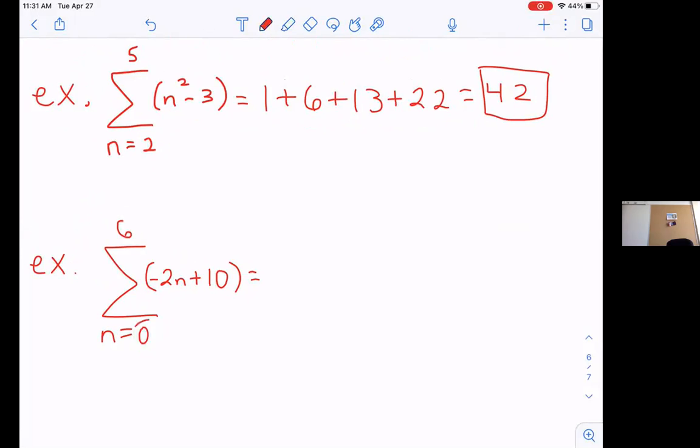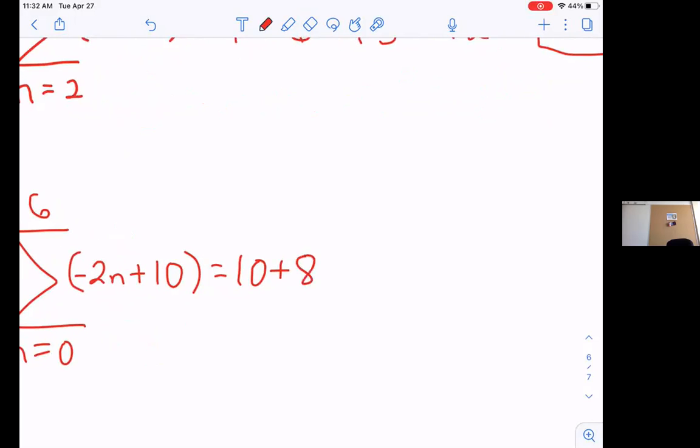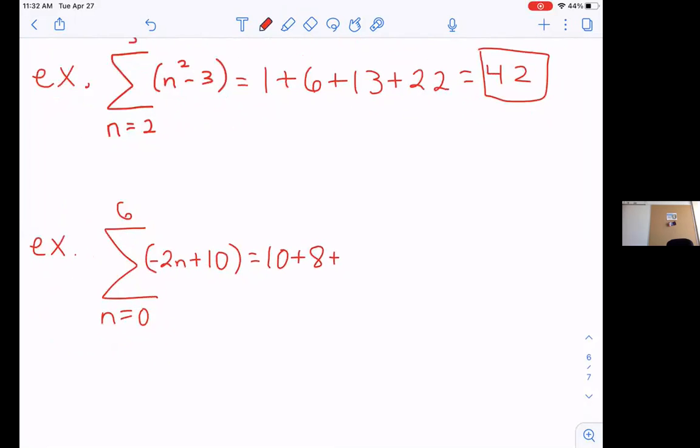So plug in 0, negative 2 times 0 is 0, plus 10 is 10. Now we plug in 1. Negative 2 times 1 is negative 2, plus 10 is 8. Now we plug in 2. Negative 2 times 2 is negative 4, plus 10 is 6. Plug in 3, get negative 6, plus 10 is 4. Plug in 4. You might notice that it goes down 2 and down 2 and down 2, right? So the next number is going to be 2 less.